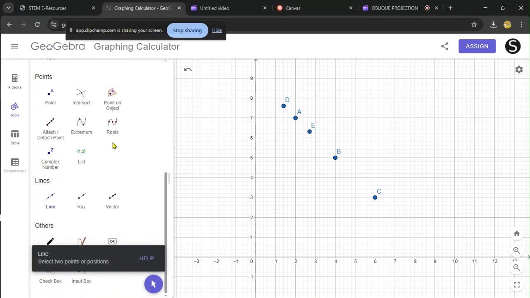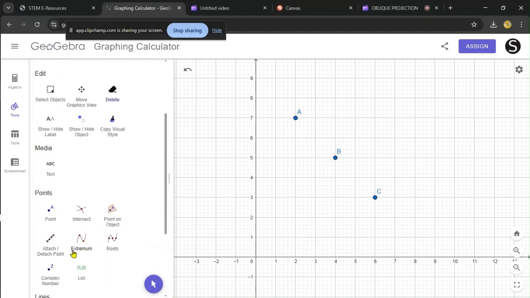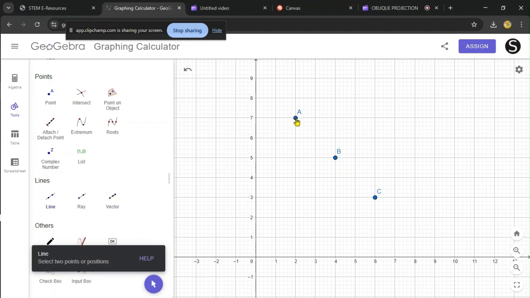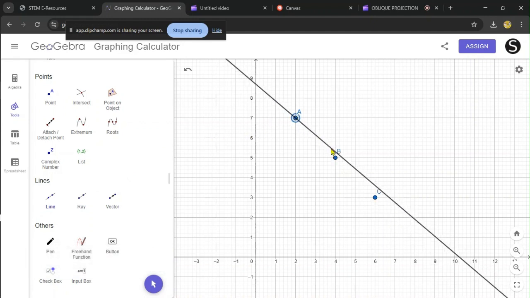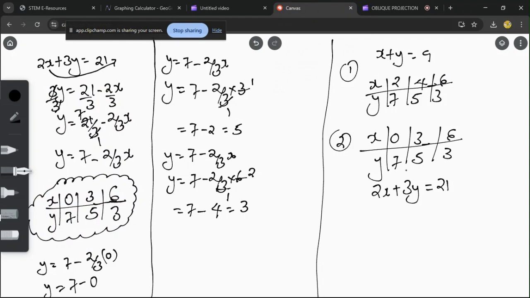I believe we didn't have this point. This one we didn't have, and also D, we didn't have that. We had A, B, C. So using a straight line, I'll come and join them like that. Exactly. So your line looks like that. So this is the first one. Go to the second one.